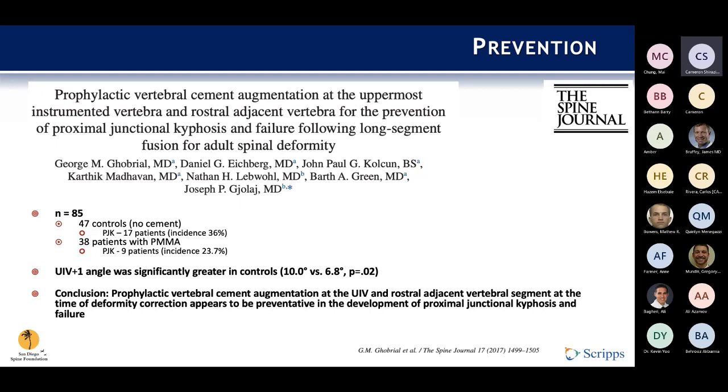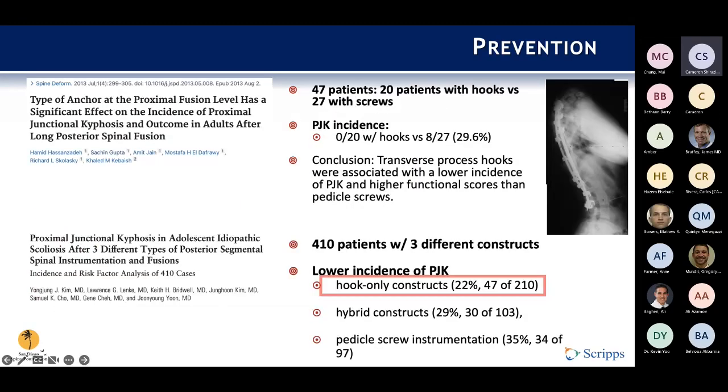This is another study from 2017 out of Miami that was in the Spine Journal. And so another one where they did prophylactic vertebral cement augmentation at the UIV and rostral adjacent vertebral segments at the time of deformity correction, and they felt it was preventative in the development of PJK as well as PJF. Now, there are also reports and studies looking at failure after cement augmentation. And so you get this from both ways, so it's hard to fully decipher which one is the best, but that's kind of one subset of thoughts there.